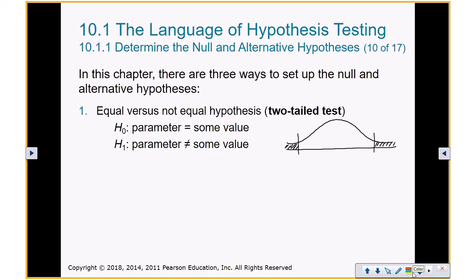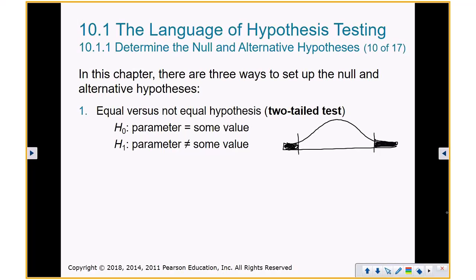All right? So that's the two-tailed test. Where's the tails? Here's the one tail, and here's the other tail. I don't know why they don't put it down here. They got plenty of room, but I don't know.